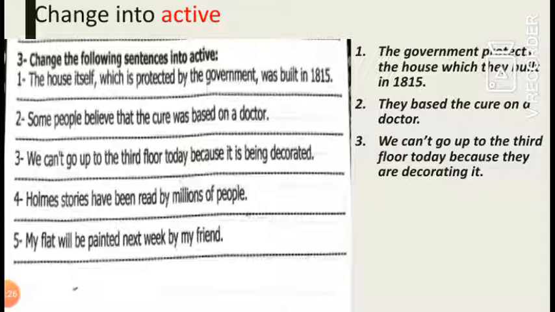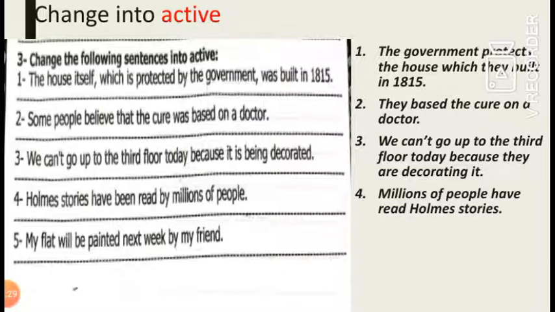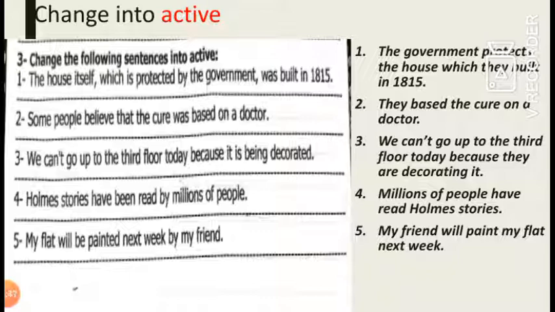Number 4, Holmes' stories have been read by millions of people. Millions of people have read Holmes' stories. Number 5, my flat will be painted next week by my friend. My friend will paint my flat next week.